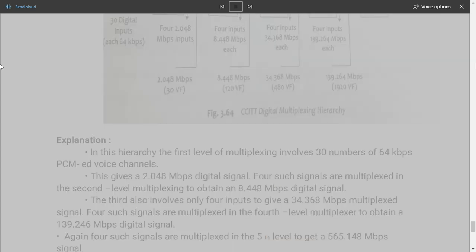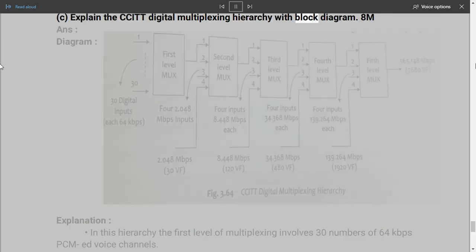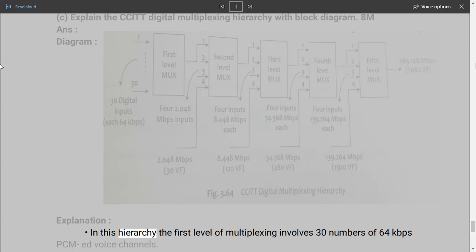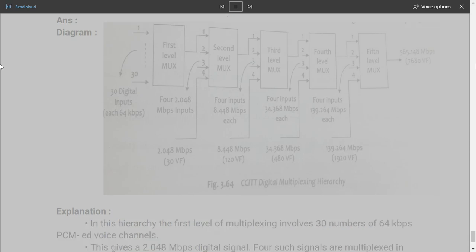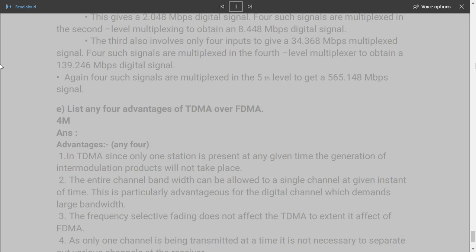Explain the E1 digital multiplexing hierarchy with block diagram. Answer: diagram. Explanation: In this hierarchy, the first level of multiplexing involves 30 numbers of 64 kbps PCM encoded voice channels. This gives a 2.048 megabits per second digital signal. 4 such signals are multiplexed in the second level multiplexing to obtain an 8.448 megabits per second digital signal. The third level also involves only 4 inputs to give a 34.368 megabits per second multiplexed signal.